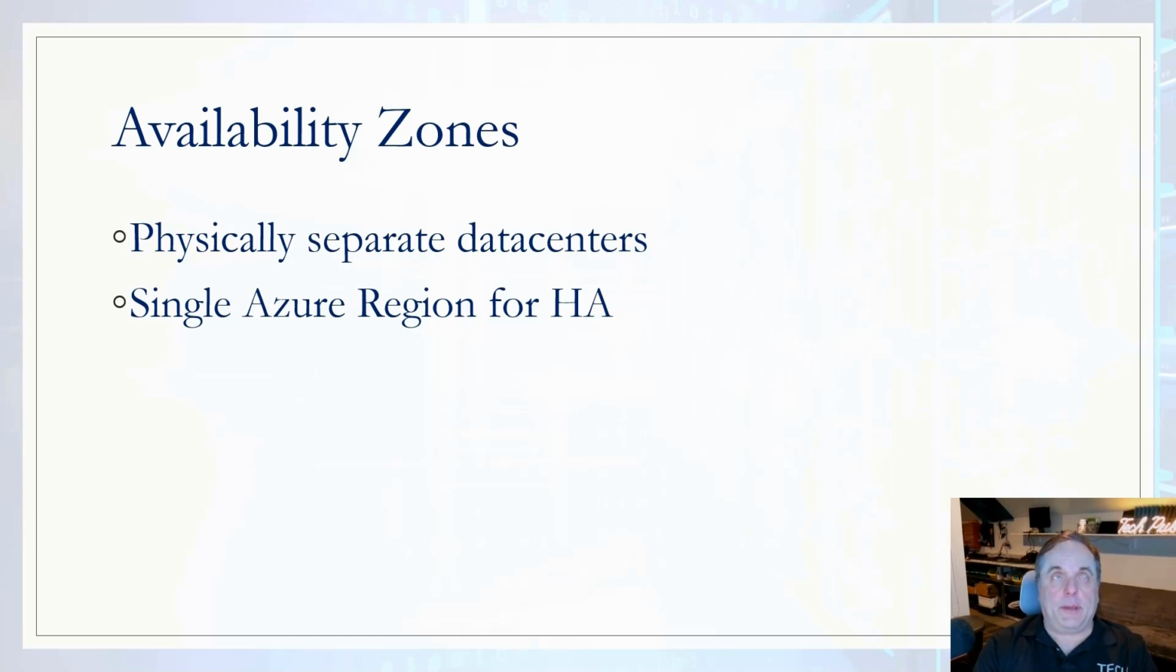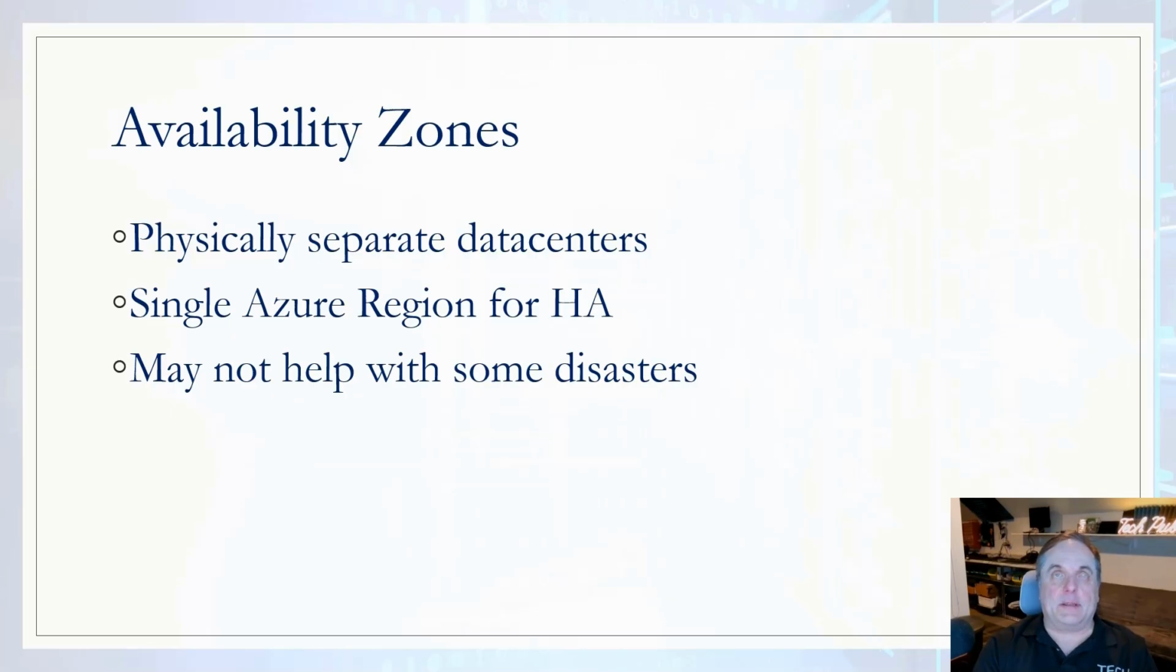However, they may not be effective in protecting against large-scale regional disasters that can impact all the zones simultaneously. You could have high-intensity earthquakes or tornadoes, and they can cause widespread destruction across an entire region. Azure has at least 3 availability zones in each region, and they're defined by the unique name as Zone 1, 2, and 3, as you saw in the previous video.